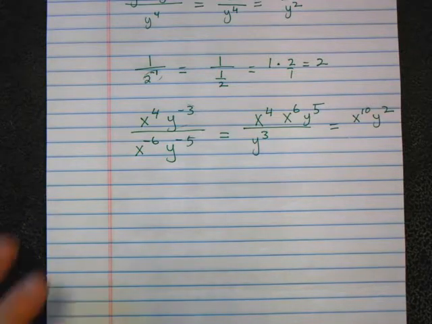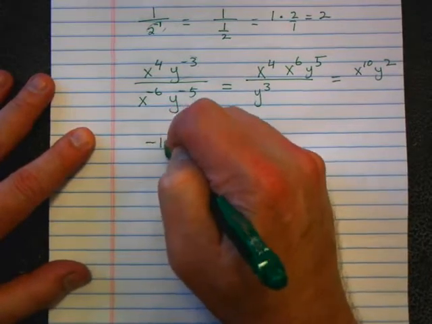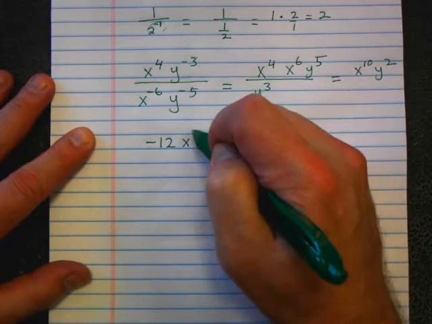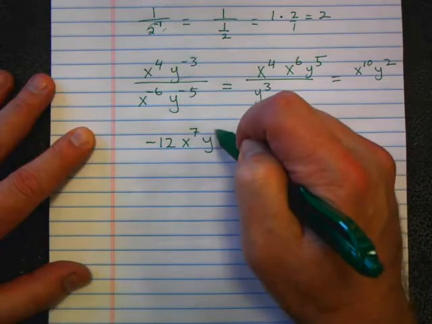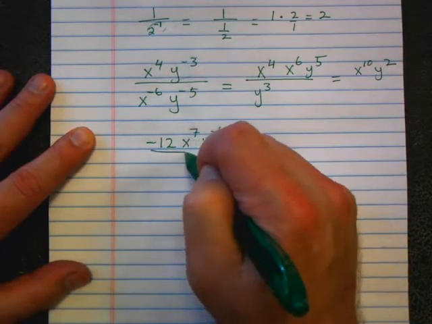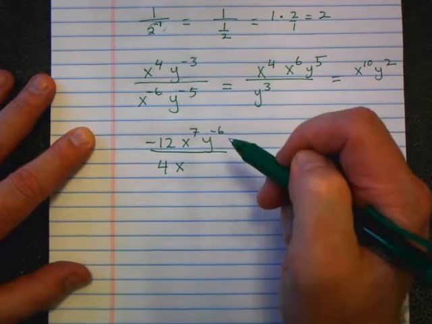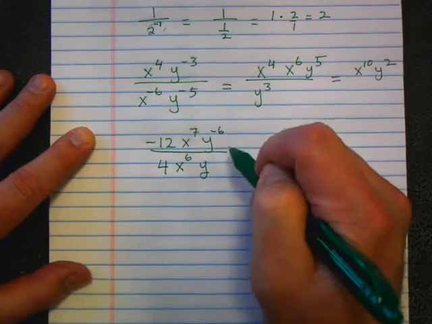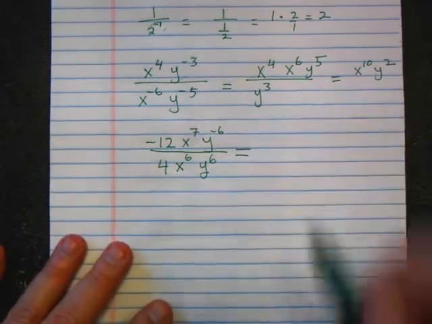All right, how about negative 12 x to the, I don't know, give me a good number. 7 y to the negative 6 over 4 x to the 6th y to the 6th. Okay. How would you simplify that?